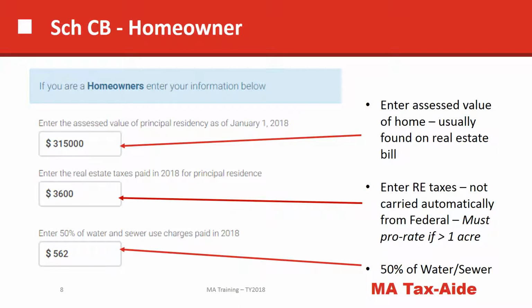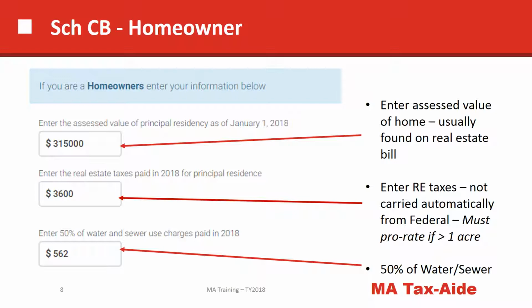In the case of a homeowner, you're going to enter the assessed value of the principal residence as of, in this case, this was an example that was done in 2017. So assessed value as of the first day of the tax year. You're going to put the real estate taxes for the principal residence and 50% of water and sewer.